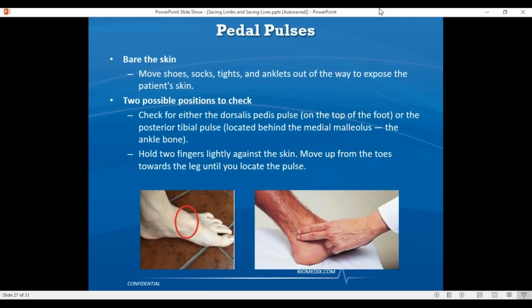Diminished or absent pedal pulses can also be a risk factor for PAD. Start by removing the patient's shoes and socks. You can check for either the dorsalis pedis pulse, which is located on the top of the foot, or the posterior tibial pulse, which is located behind the ankle bone. Hold 2 fingers lightly against the skin. Move up from the toes toward the leg until you locate the pulse.